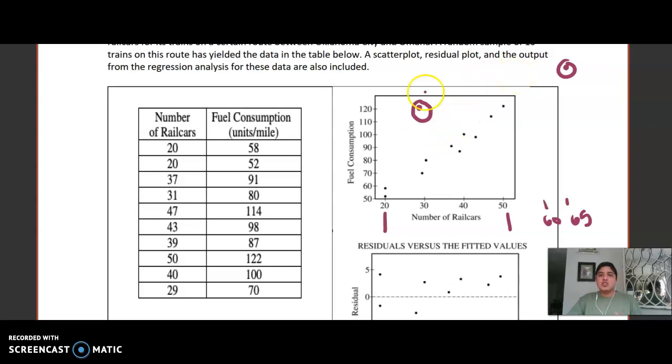And then lastly, what type of unusual point is a train with 30 rail cars and 120 units per mile of fuel consumption? Well, if my linear regression, right, if my LSRL probably looks something like that, and then I compare this here, it's kind of the furthest away, the longest distance away, those EST words. This is going to be an outlier because it's a departure from that linear pattern and it's the furthest away. It has the largest residual that I can see here just based on the scatter plot. So that point would be considered an outlier because it has a large residual value, or more specifically, not just a large residual value, but the largest residual value.